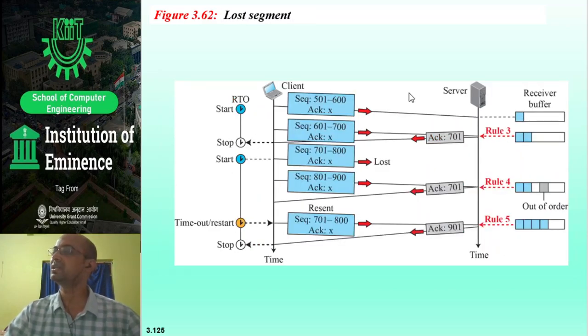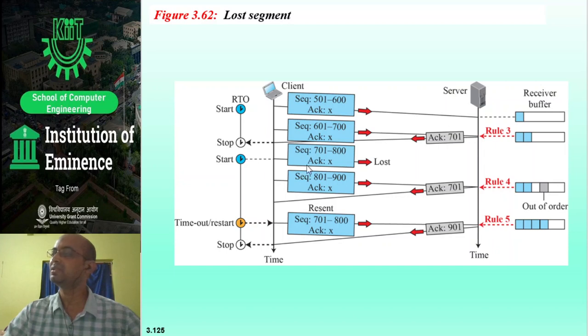Acknowledgement. Another criteria is that, for example, look at this example. One packet communicated, second packet communicated. That rule already says that after you receive two packets or two segments, send acknowledgement. Look at this third segment.